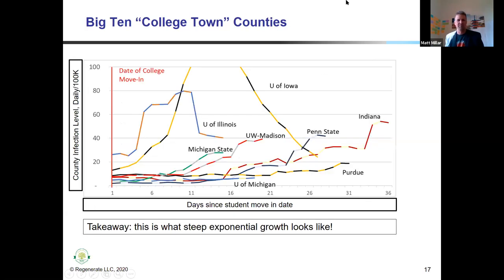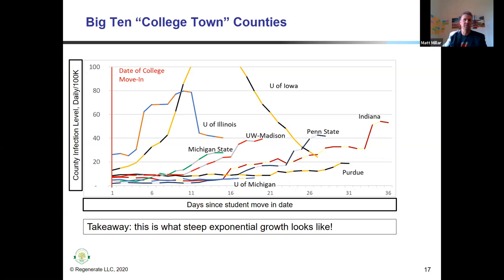I'm not meaning to pick on the Big Ten. I belong to the University of Wisconsin community, but here are the Big Ten college town units. This is what exponential growth looks like. Right now, these are the counties. If you look at the actual campuses, the numbers look even worse. But this is what exponential growth looks like. UW-Madison has something like 40,000 students. The county has 550,000, and yet we went from 10 on day 9, roughly 10 per 100,000, to 40 in 11 days. So that's not quite getting to a cruise ship or Wuhan before we knew what we were dealing with, or Italy.